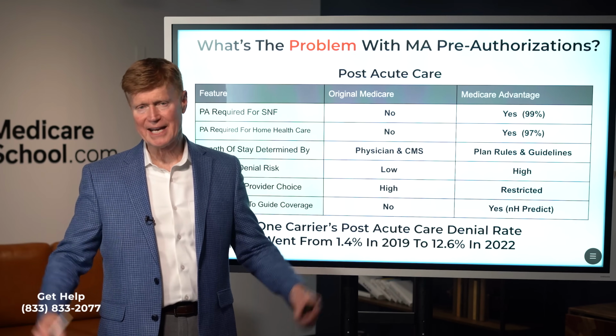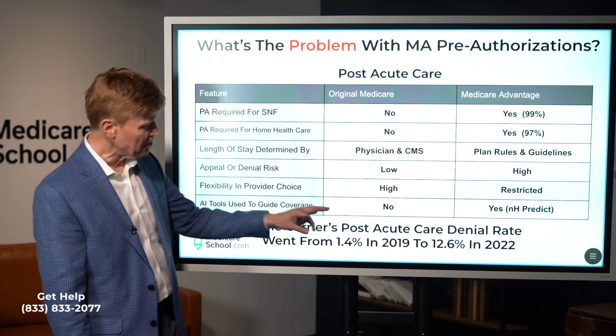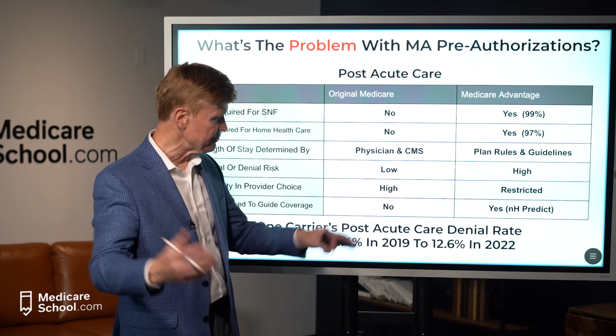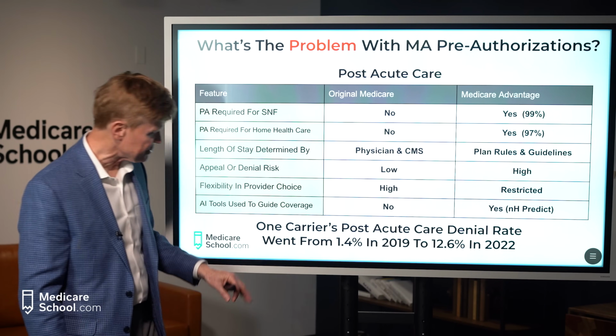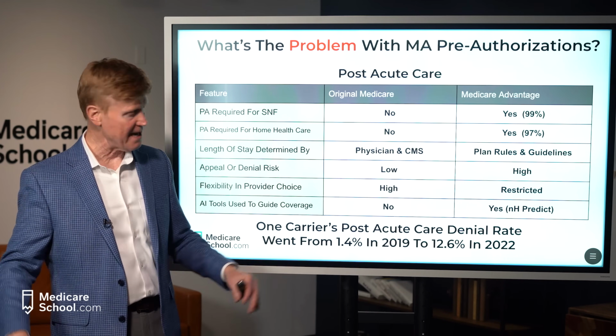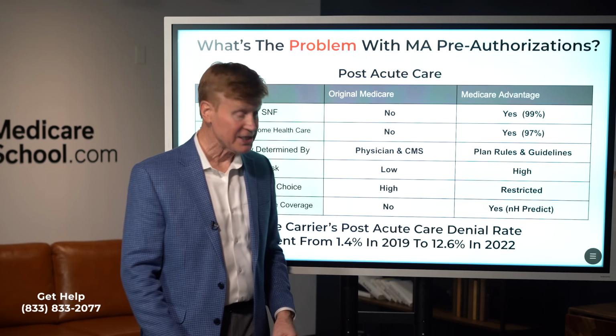And then just one more stat I wanted to share with you. I found this to be interesting. There was one of the MA carriers, their post-acute care, again, home rehab, skilled nursing facility, those kind of things, their denial rate, look at this, increased from 2019, it was just 1.4%, didn't happen very often. Notice in 2022, the latest stat we have on this was 12.6%.